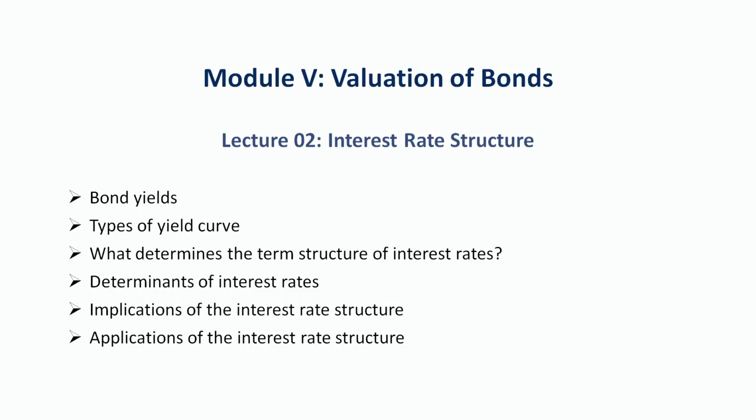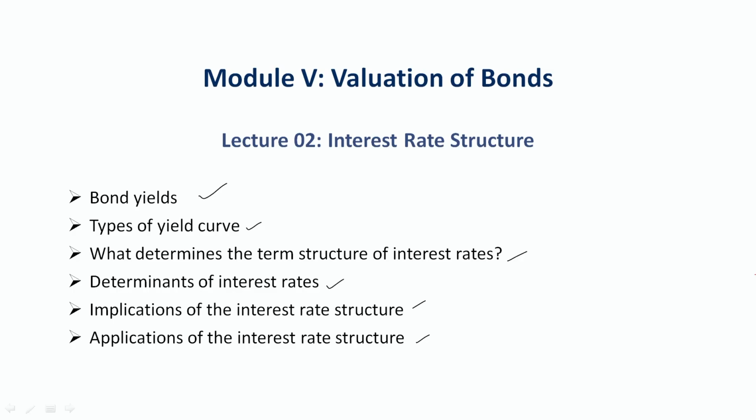Under this particular topic, what we are going to cover: what is bond yield, what are the different types of yield curve, what determines the term structure of interest rate. There are certain theories related to it, determinants of interest rates, then the implication of interest rate structure and the application of interest rate structure. On the basis of this we are going to discuss this particular chapter.